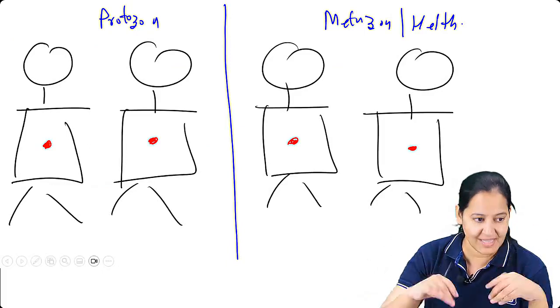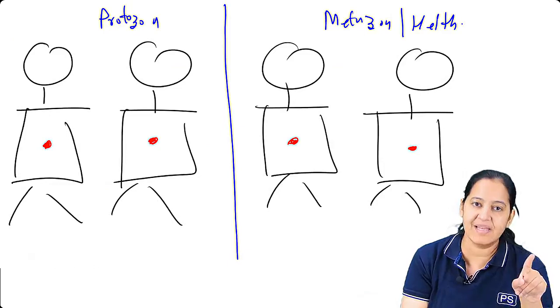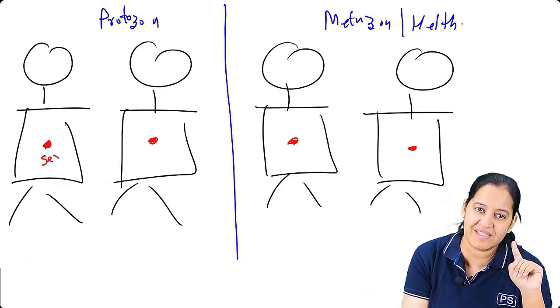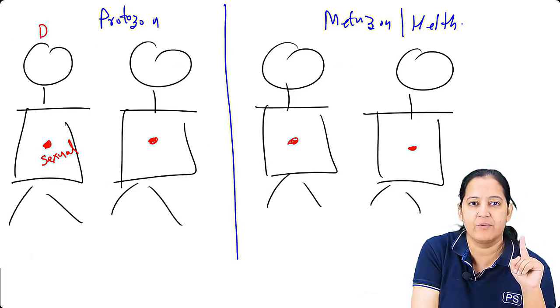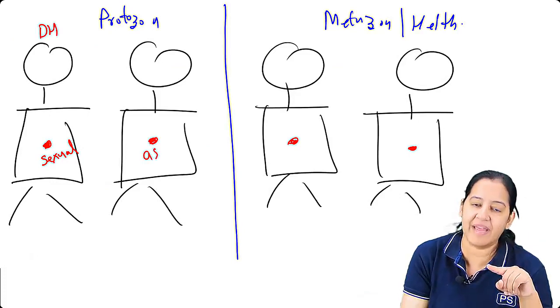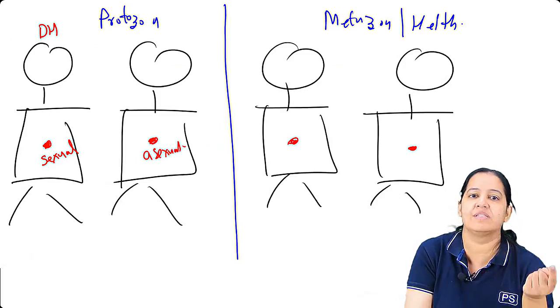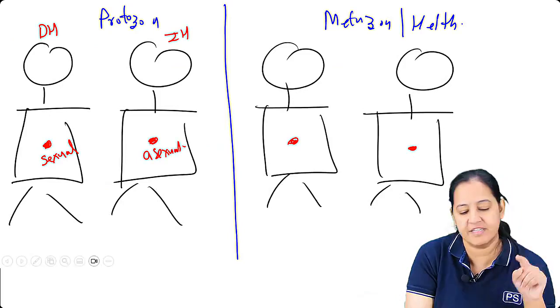The parasite is inside the host, right? So the parasite inside the host is performing its sexual cycle. It is a definitive host. It is known as definitive host. And if the parasite is performing asexual cycle, it is known as intermediate host. These are the definitions for protozoa.